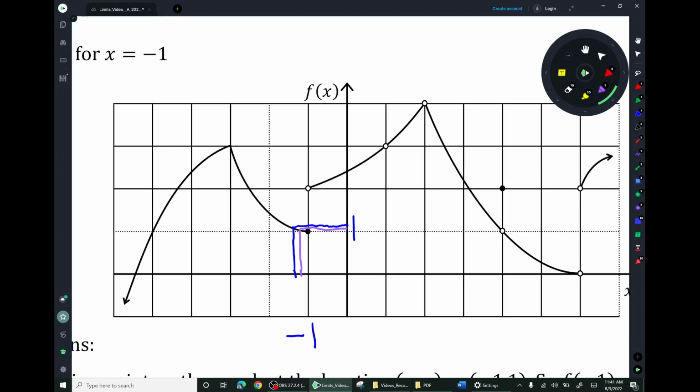But wait a minute, we need to consider x values on both sides of -1. Let's look at an x value over here on the right side of -1, for instance, this green one. Let's see what y value results from that. We have to go all the way up to there and over. We see that that y value comes out close to the number 2. And let's choose another x value even closer to -1, but again on the right side of -1. For instance, maybe that red one. Let's see what y value results from that. We see that the y value comes out even closer to 2.